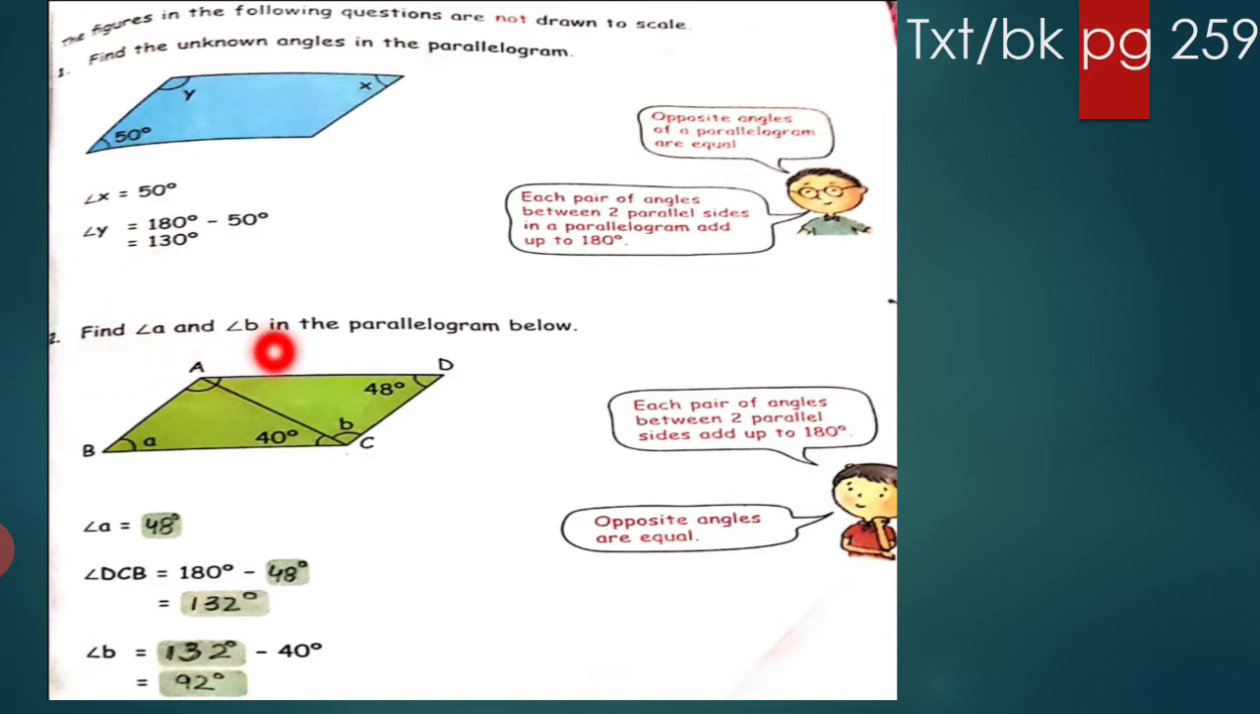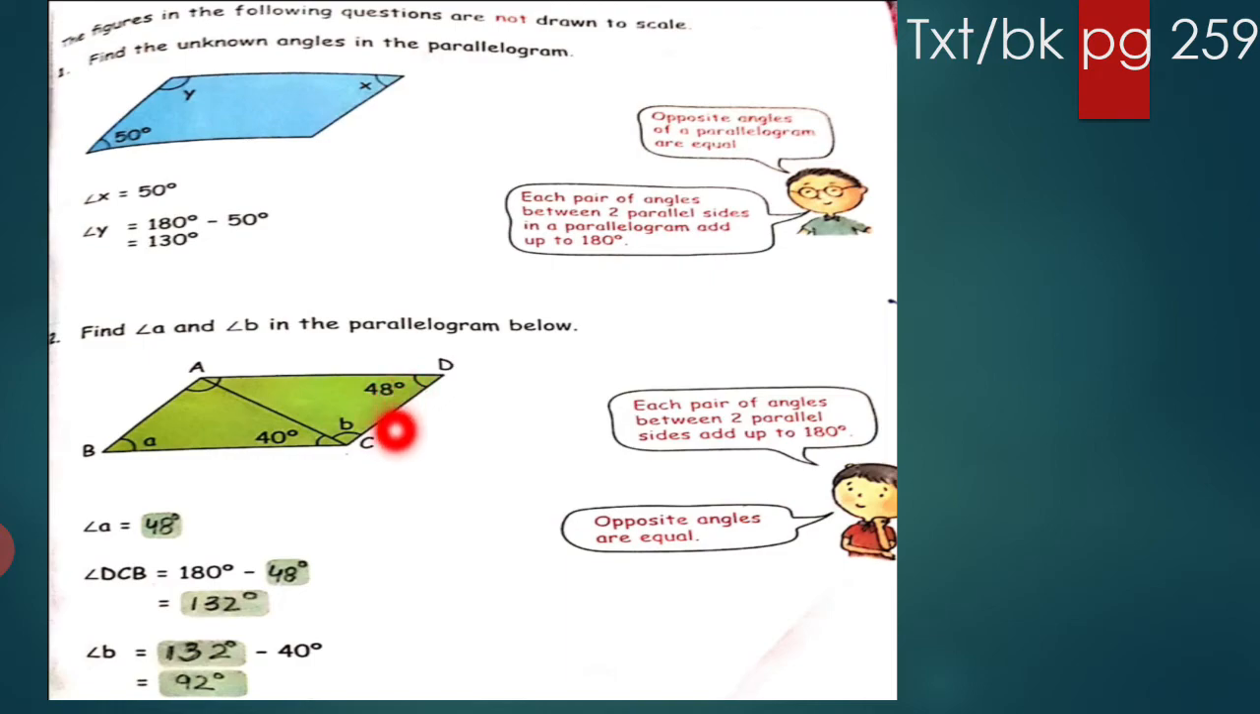Find angle A and angle B. You can see angle A is opposite to 48 degrees, students, so angle A is equal to 48 degrees. In DCB, this complete angle, students, we have read right now that the angles inside the parallel sides, this one and this one are the two parallel sides, add up to 180 degrees, and among them this complete angle is not given to us, but this other complete angle is given as 48 degrees.